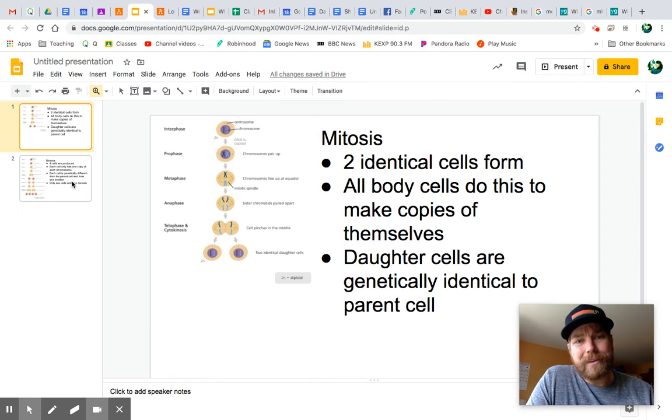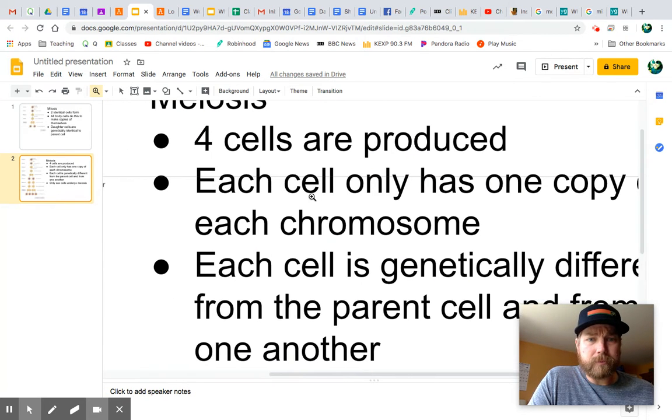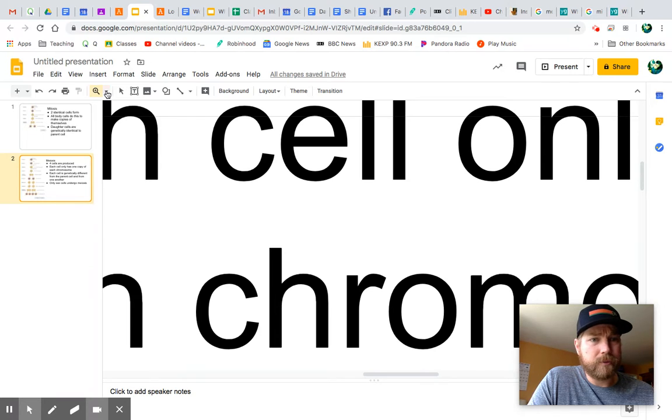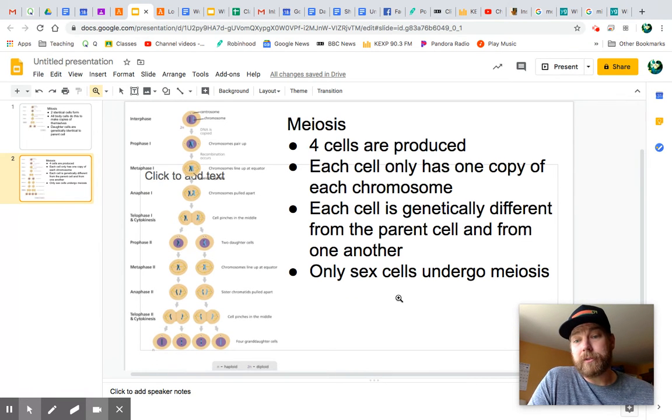So the key difference between mitosis and meiosis, and I'm not sure if you need to go through the actual stages and learn those, but those are on here, and I can send this to you. But for meiosis, you get four cells instead of just two cells. And these cells are not the same as the parent cell.